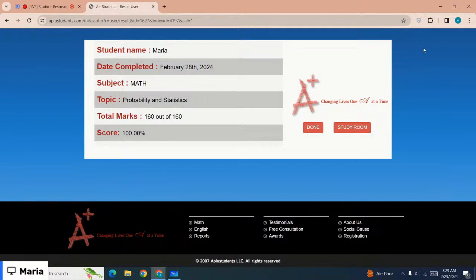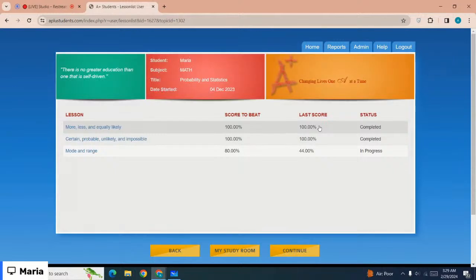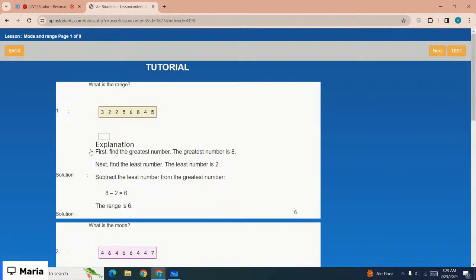Okay, the next lesson is mod and range. Let's just start with the next lesson. So let's just start with the lesson. So, what is the mod value? Okay, the first example is what is the range, right?